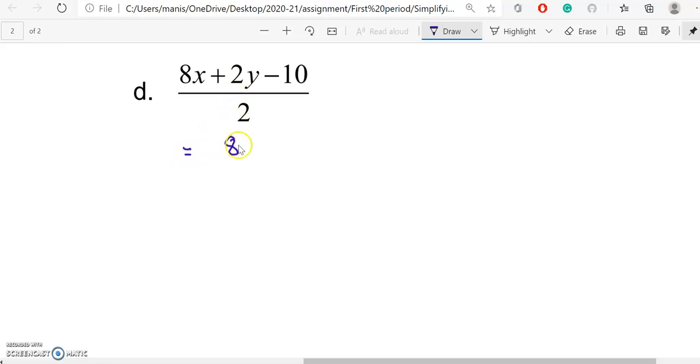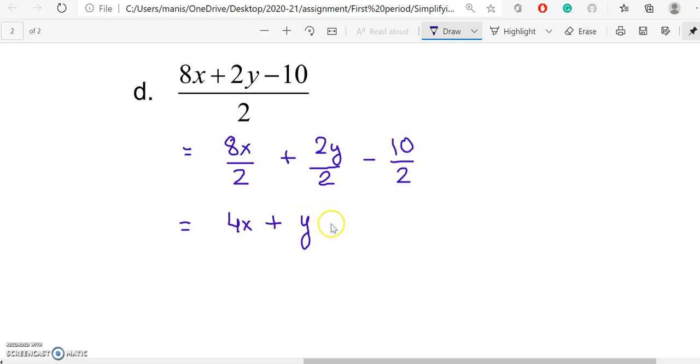So first of all, I will separate my denominator, as this denominator is common to all the 3 terms which are in the numerator. You see how I am separating my denominator? Always do this whenever you see more than one term in the numerator. Now, what is 8 divided by 2? It is your 4. So it gives me 4x plus 2 divided by 2 will give me 1, but I'm not writing 1, I will only write y, and 10 divided by 2 will give me what? 5. Do you see any like terms in all of these? No, because this is x, this is y, and it is just what? A constant.